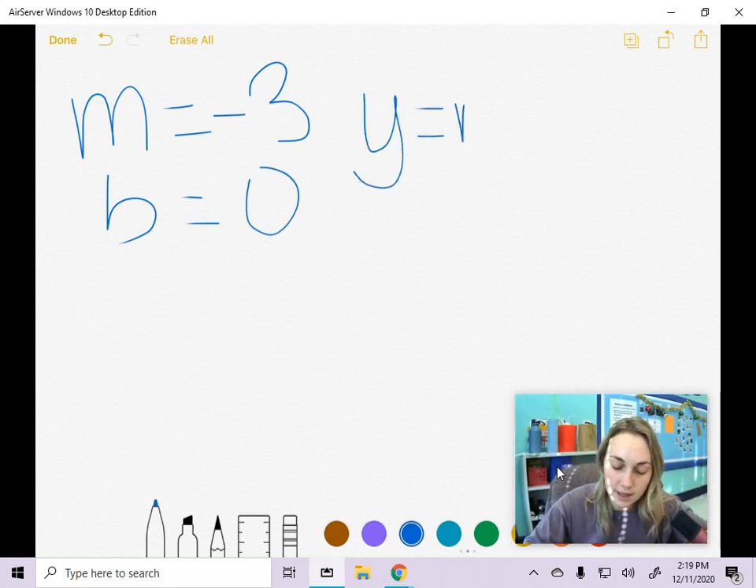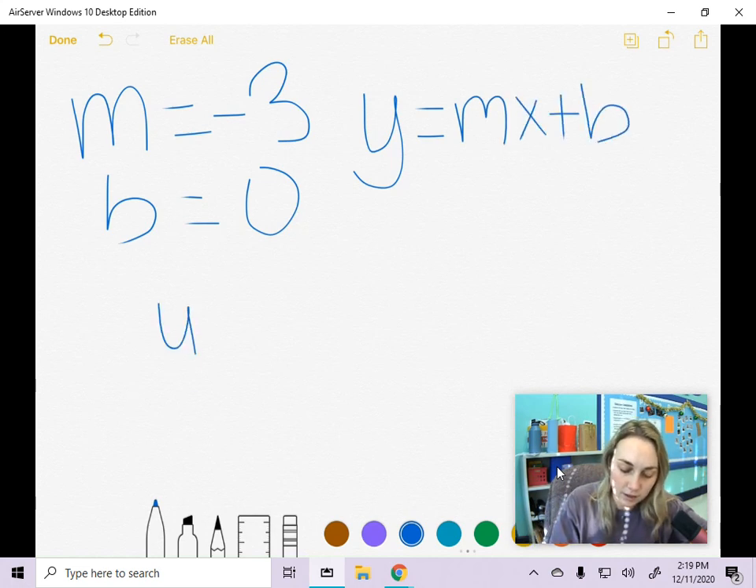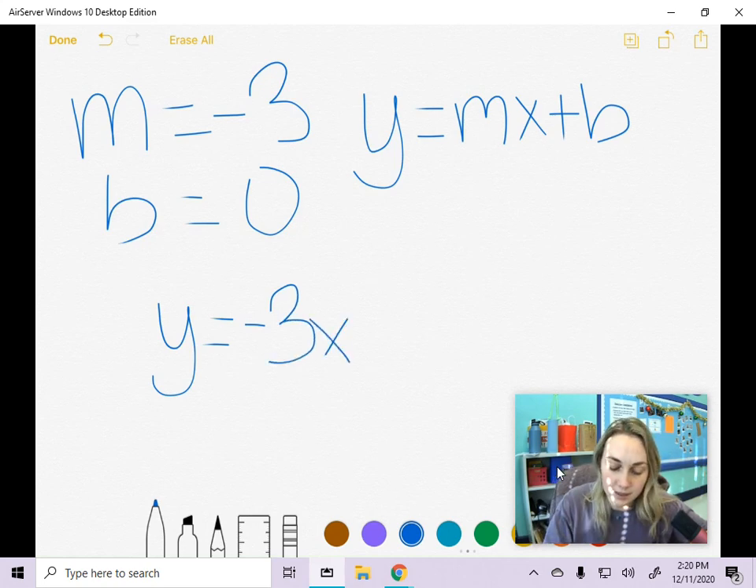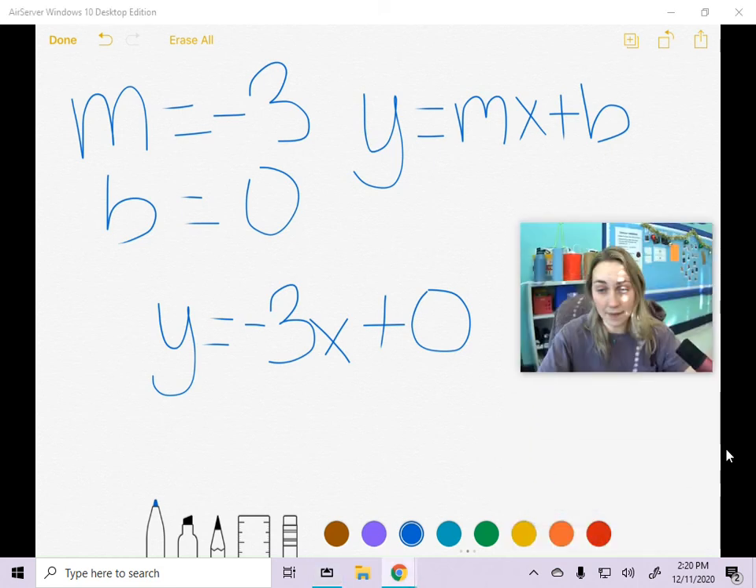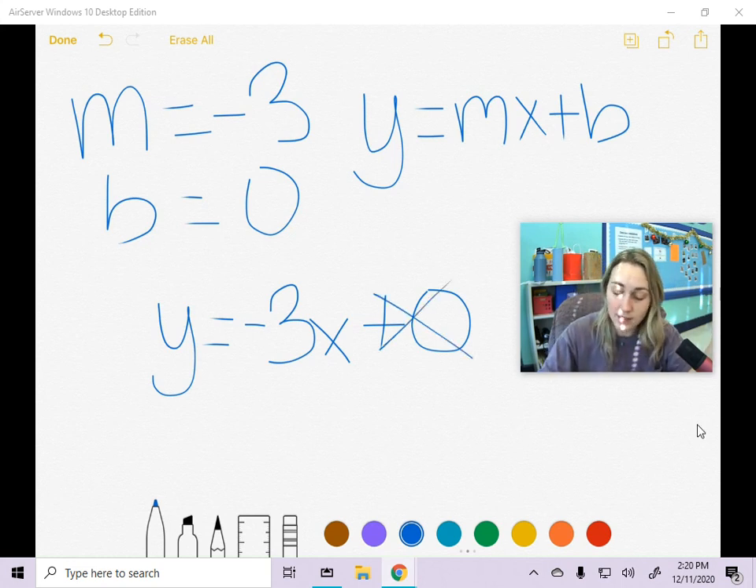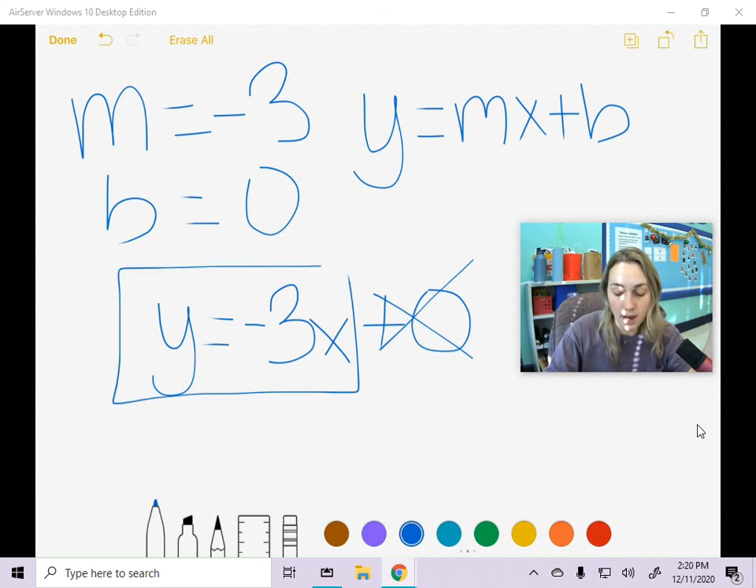Now we can put this into slope-intercept form. y equals mx plus b. m is -3, so y equals -3x. b is plus 0. All right. So here's the thing. You don't have to put plus 0 on anything. It doesn't add anything. It doesn't take away anything. So therefore, we don't have to have that. So our equation is going to be y equals -3x.